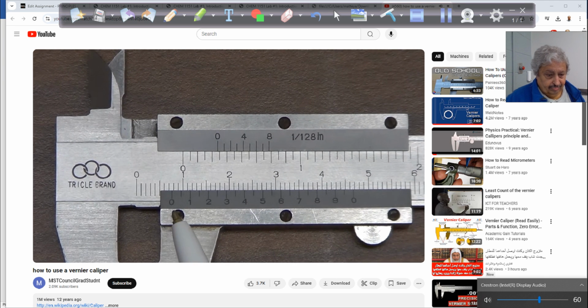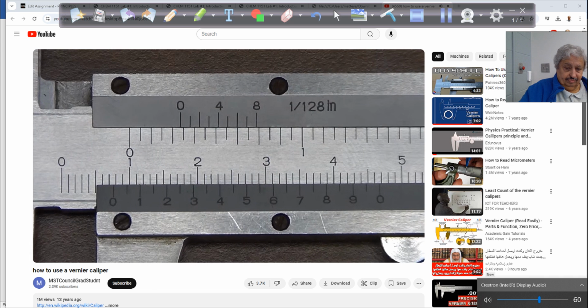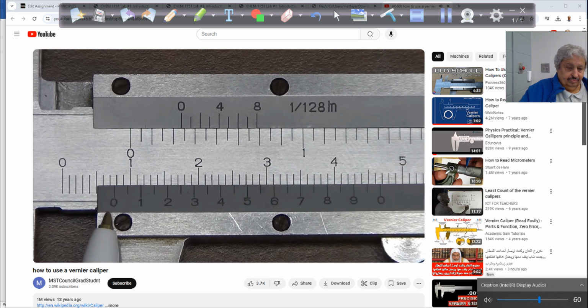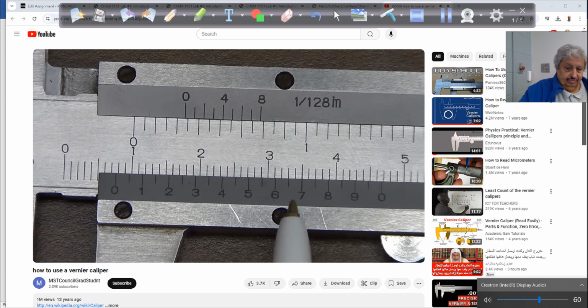Since the 0 here doesn't line up with the major scale exactly, we need to find where on the minor scale it does. So there's no match here until we reach, say, the 6 value. So on the minor scale, the 6 mark lines up pretty well. You could even say the 7 mark lines up better. So we'll take this 7 as our minor scale measurement. Now the question is, how do we combine this 0.7 centimeter measurement on the major scale with the 7 mark on the minor scale?